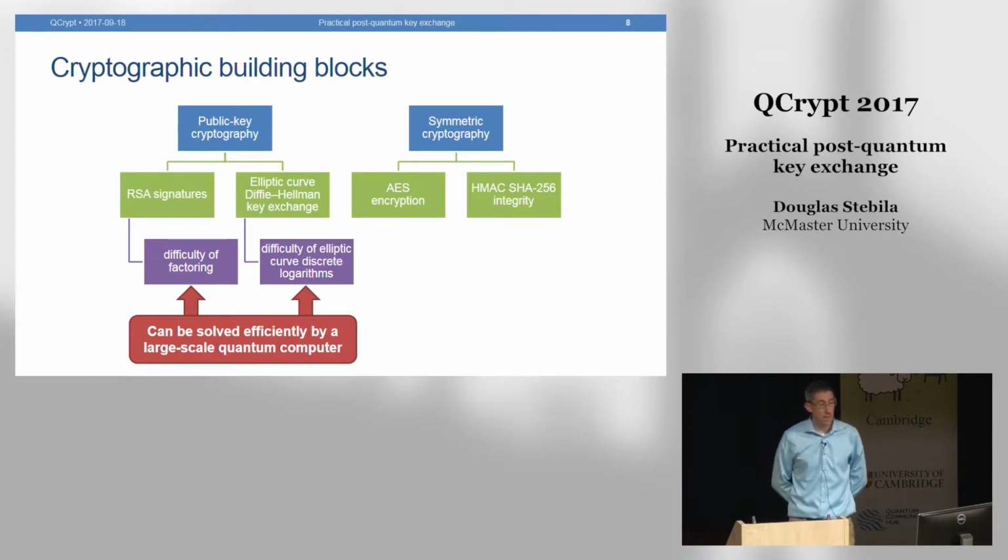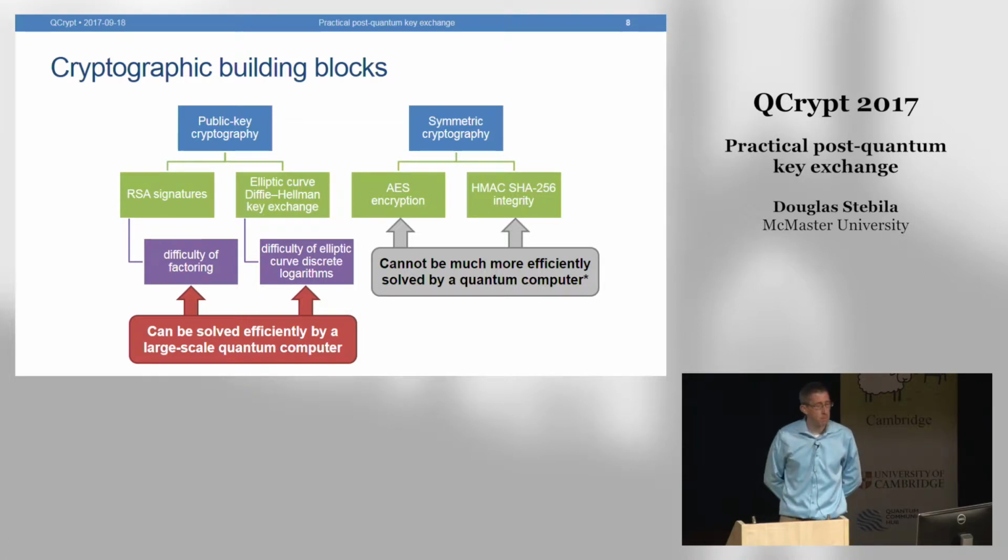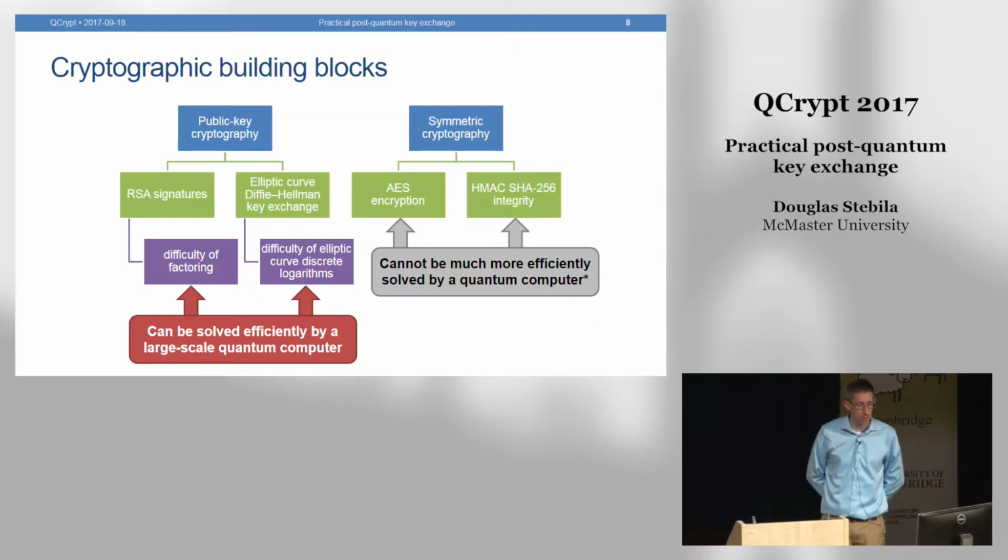The symmetric crypto algorithms on the right-hand side of the screen more or less can't be efficiently broken by a quantum computer. They can be sped up a bit by Grover's search algorithm, and certain modes of operation we've recently found out are vulnerable to attacks by quantum computers with superposition queries, but more or less we're fairly confident in our symmetric algorithms. So for people building classical cryptography, we need to have replacements for these public key algorithms.